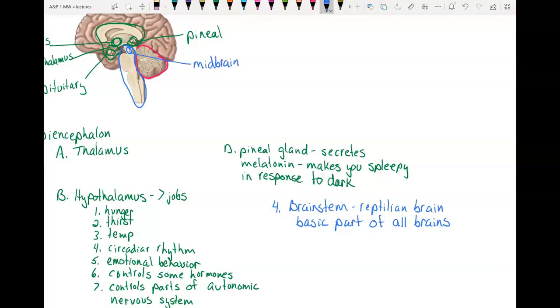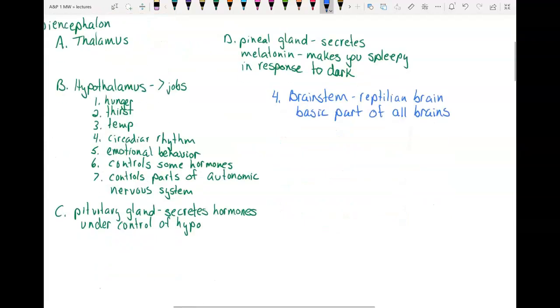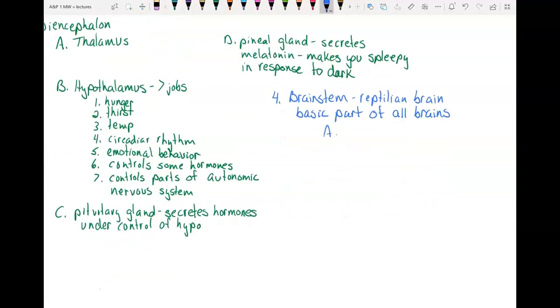And there are a lot of functions of the brainstem. We're not going to go over all of them. We're just going to keep this pretty basic and simple. The midbrain has your auditory and visual reflexes.